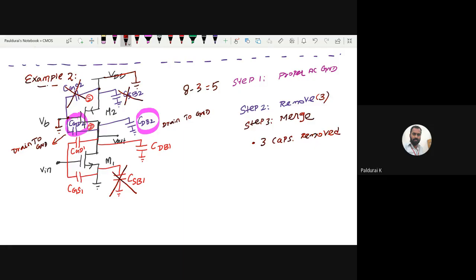Okay. So you can merge these two, right? Is there any other? Very good. So CDB ones also, right? Where it is connected between drain to.